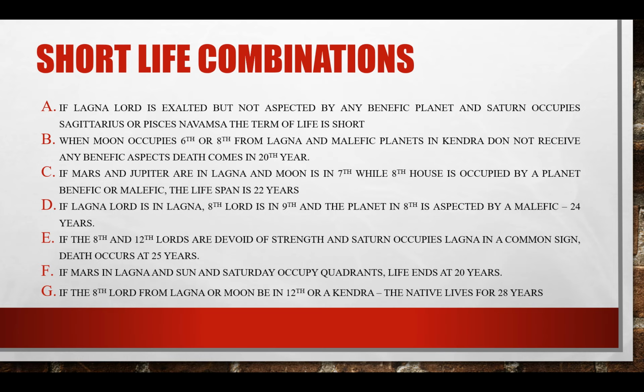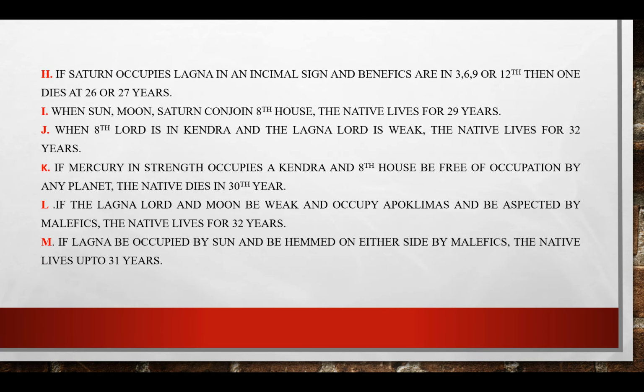If Mars is in Lagna and Sun and Saturn occupy quadrants, life ends at 20 years. And if the 8th lord from Lagna or Moon is in the 12th or a Kendra, the native lives for 28 years. And if Saturn occupies Lagna in an inimical sign and benefics are in 3, 6, 9 or 12, then one dies at 26 or 27 years.